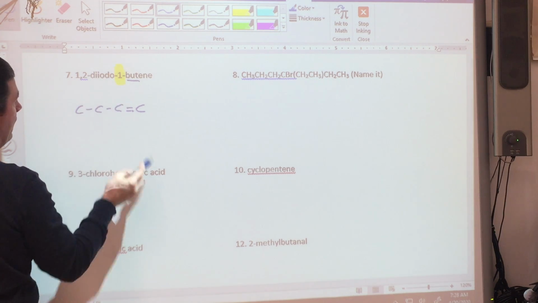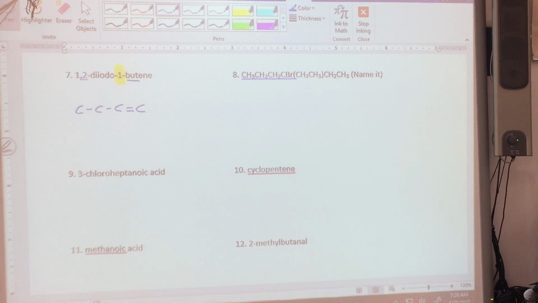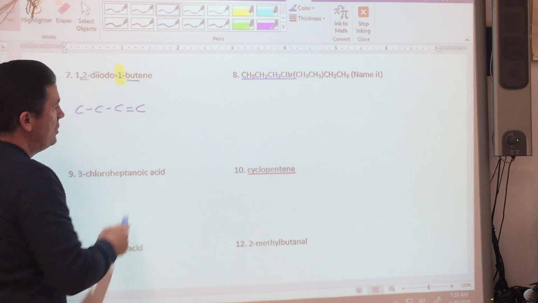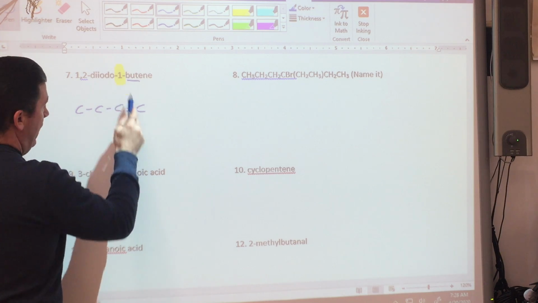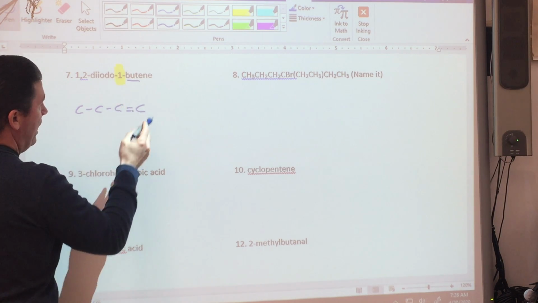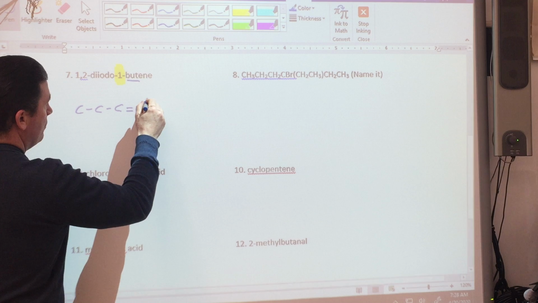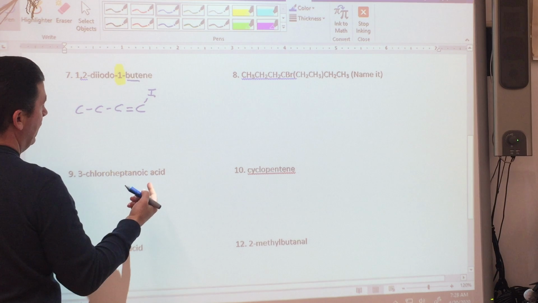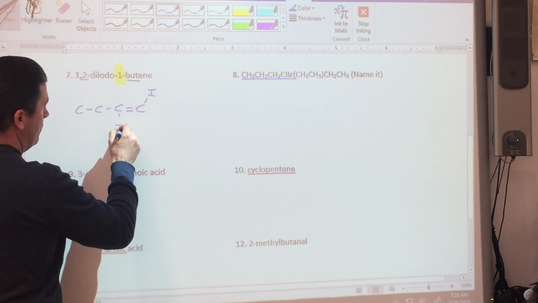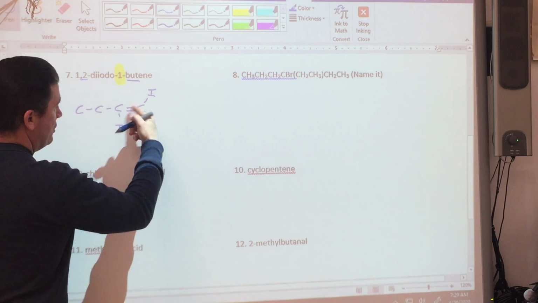And then 1,2-diiodo. So remember that when we do alkenes and alkynes, the carbon to which the double bond is attached, that has a double bond, in this case is going to be named. So I already know that this is number 1. So this says 1,2-diiodo. So this is an I, because iodo means iodine. And this is the second carbon. Okay? 1,2-diiodo-1-butene.